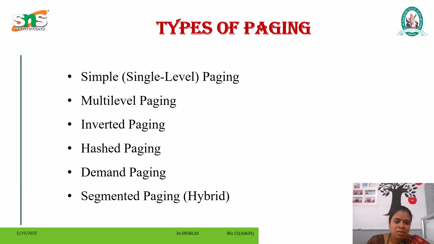Next one, advantages of multilevel paging. It reduces the memory overhead for the page table. Inverted paging. Inverted paging uses one page table for the entire system, not for each process. Page table entries are indexed by the physical frame number, not virtual page number. Each entry includes the process ID plus the page number. The advantage is it saves memory when the process is in running state. Next one, hash paging. It is used in 64-bit architecture with very large address spaces.